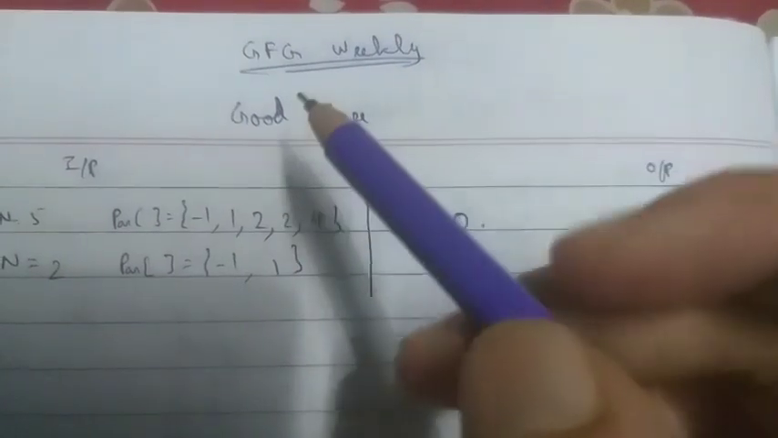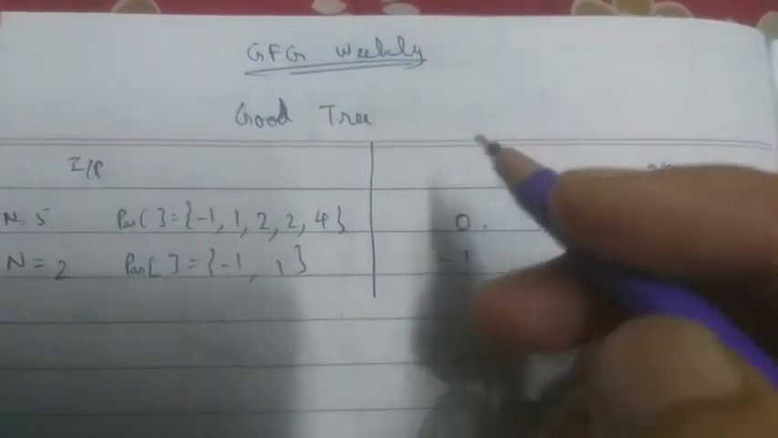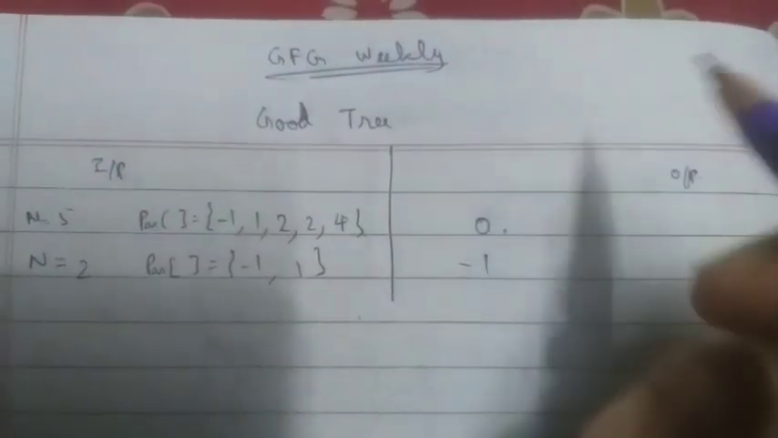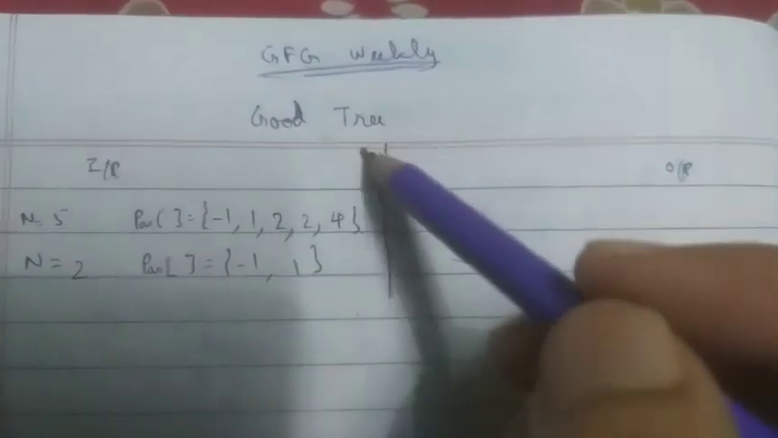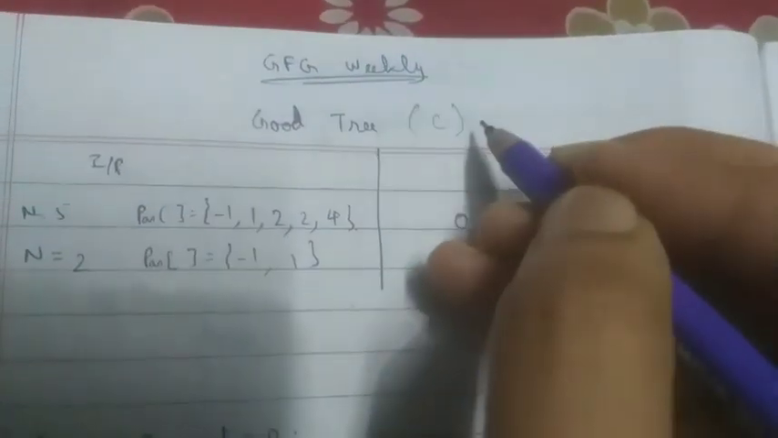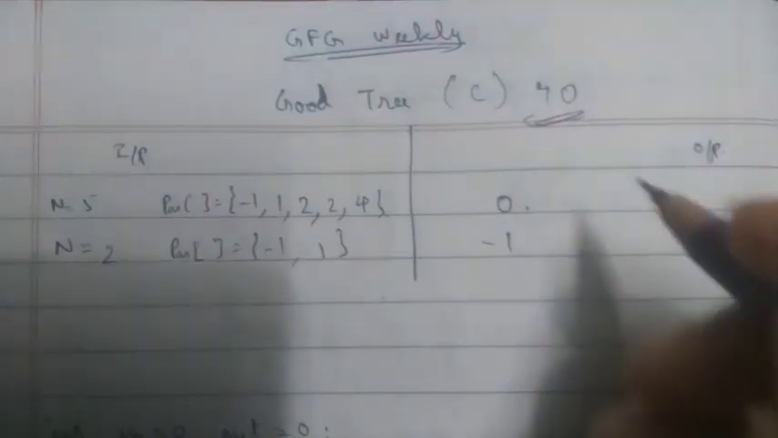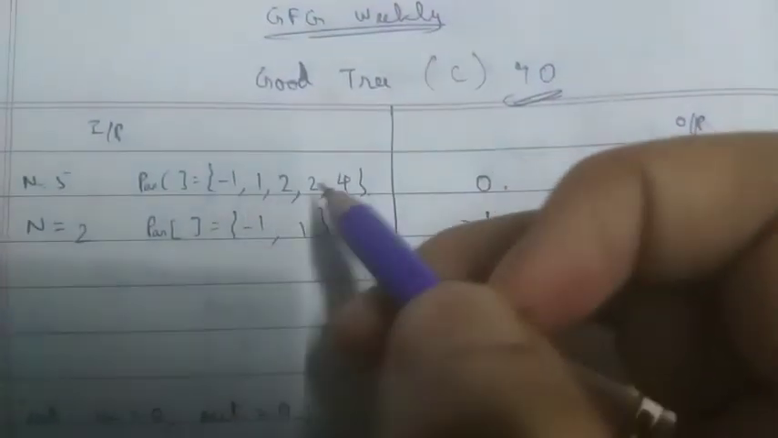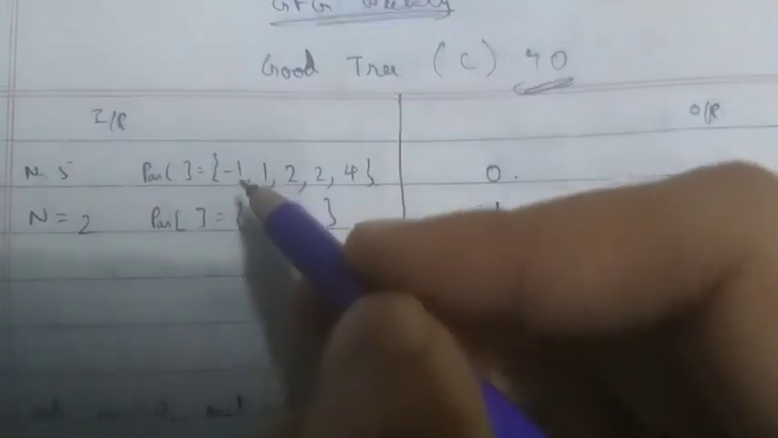So in this video, I'm going to discuss the GFG weekly problem, which is called Good Tree, which was the last problem, of 40 marks, I guess. It states that you're given n, the number of nodes in a tree, and an array par, which is the array form of the tree.